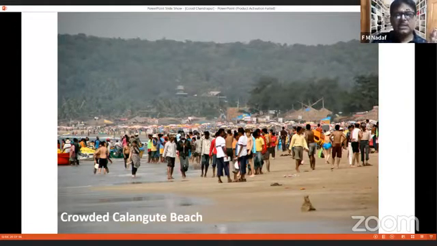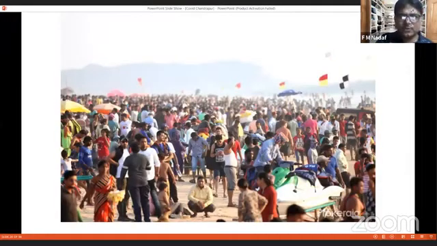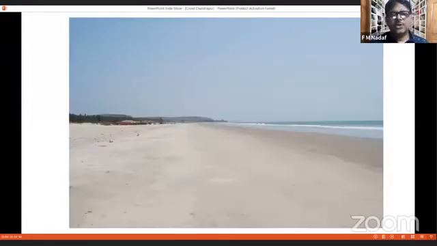Now this is a photograph of a crowded beach, Calangute beach. You can see the number of people. We don't have a place where you can keep your food. There are so many people there. This is another photograph. Only you will find people. You don't find sand there. So much crowd.